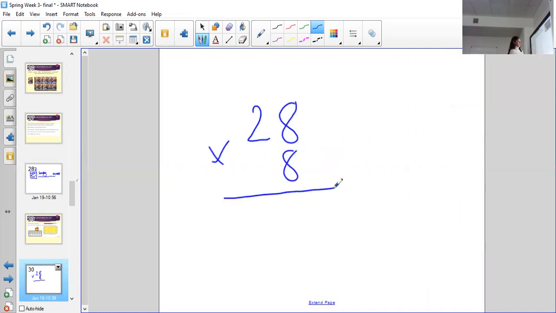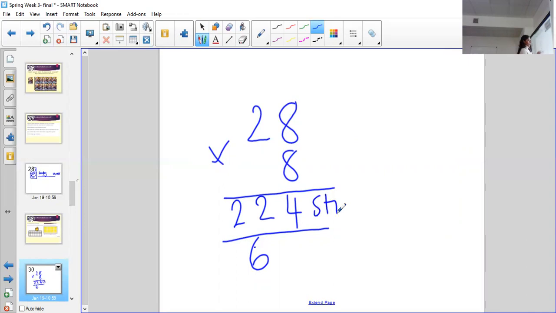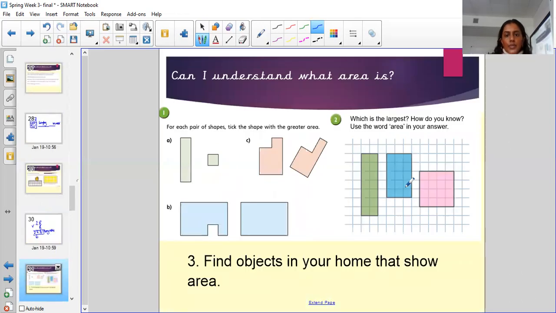So 8 times 8 equals 64. So I exchange the 6 over here. Now 8 times 2 is 16. And don't forget to add your exchange. That's going to give us 22. So the area is 224 sticky notes. That's the answer.